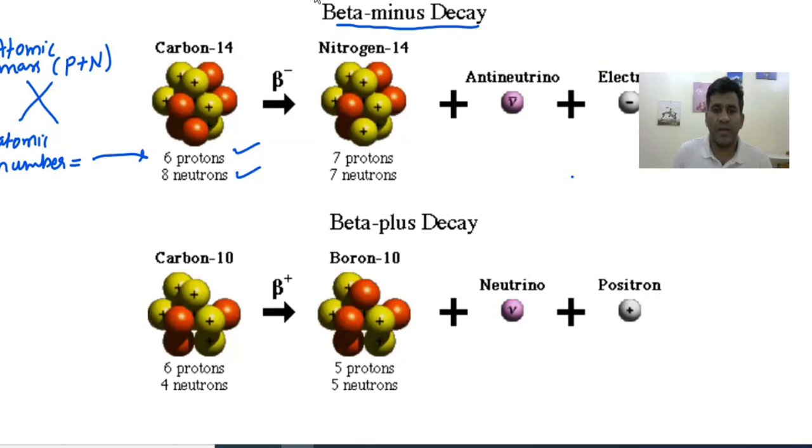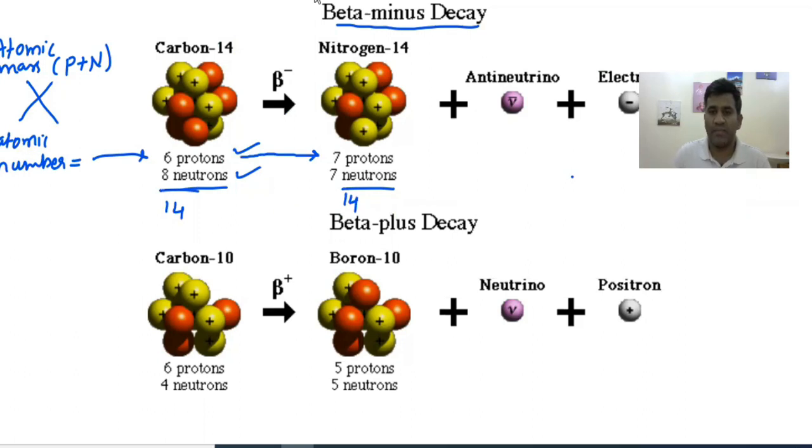Now if this undergoes a beta minus decay, what actually is happening here? Look here, the number of protons increased from 6 to 7 and the number of neutrons got reduced from 8 to 7. So there is an increment in the number of protons and a decrement in the number of neutrons, but there is no change in the atomic mass. What was it before? 6 plus 8, that was 14. Atomic mass afterwards remains the same, 7 plus 7, it remains 14. Only the atomic number changes, and this kind of decay is called beta minus.